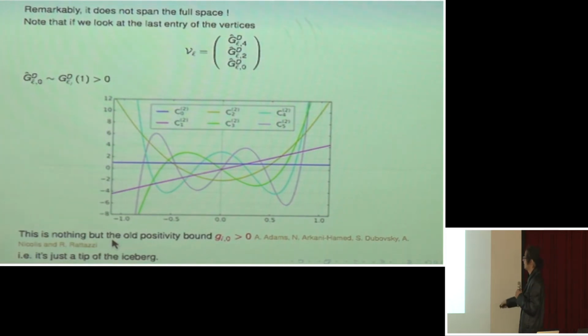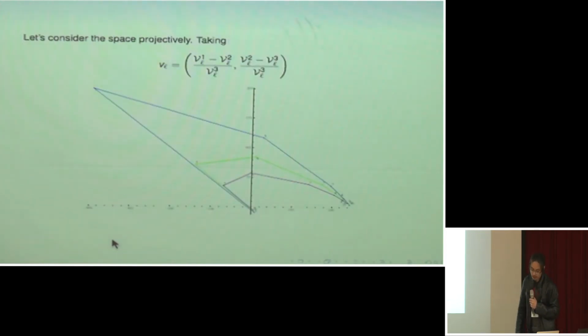And so now we're saying that this g2 bigger than 0 positivity bound from 10 years ago is literally just the tip of an iceberg. So there's really an infinite set of bounds that go upwards as you expand in t. So what does this bound look like? So let me show you.